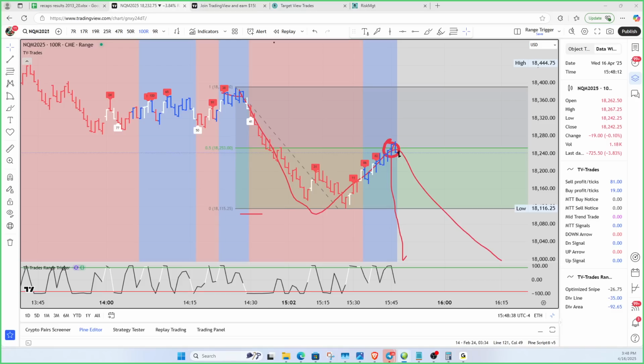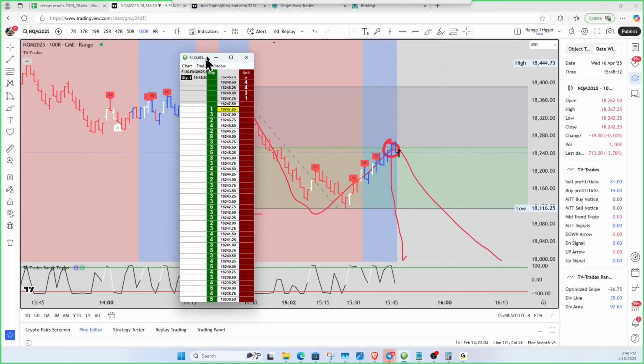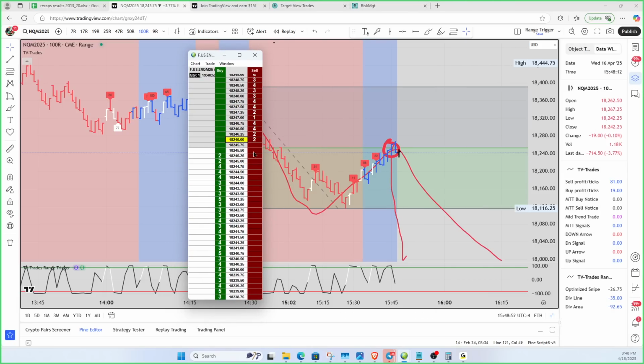Here's the NQ. Let me open that up, and I'll throw the same bracket on the NQ. It'll be the 40 by 60 on the NQ. Okay, here it is. So I have the same bracket on the NQ, and I'm just going to throw this trade on right here.